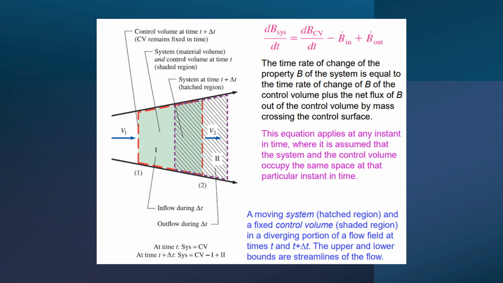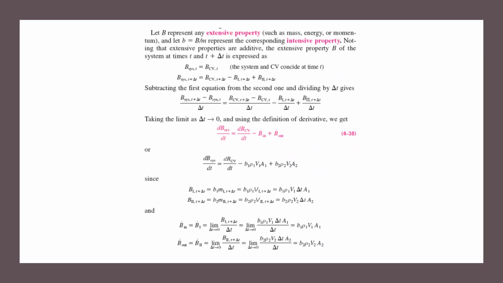A moving system, which is the hatched region, and a fixed control volume, which is the shaded region, in a diverging portion of a flow field at times t and t plus delta t. T represents time and delta t represents changes in time. The upper and the lower bounds are streamlines of the flow. We represent any extensive property such as mass, energy, or momentum by B, and let little b equals B over m represent the corresponding intensive property.